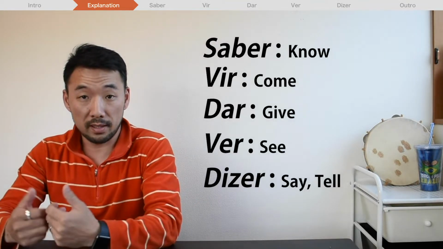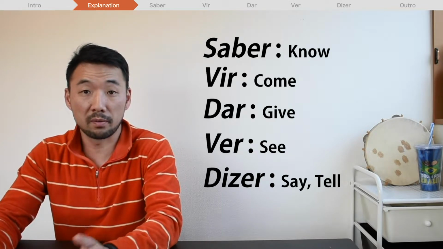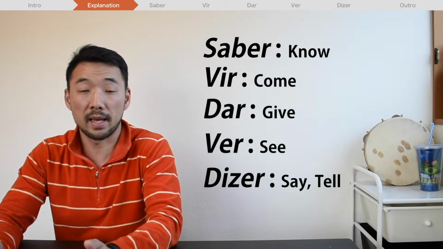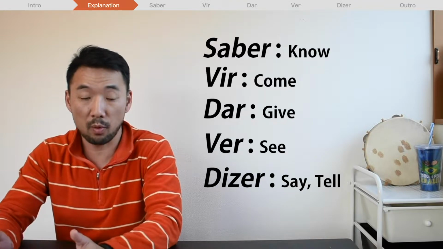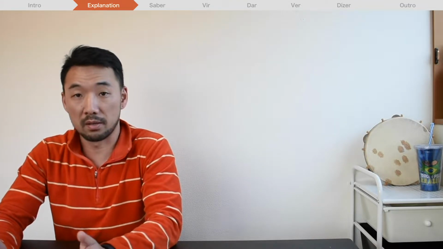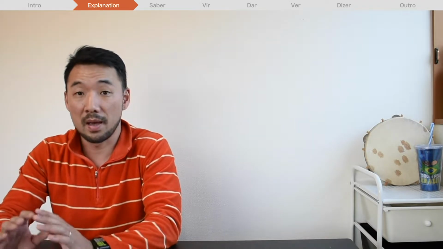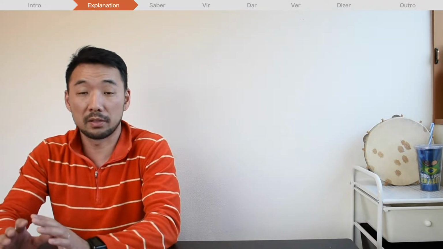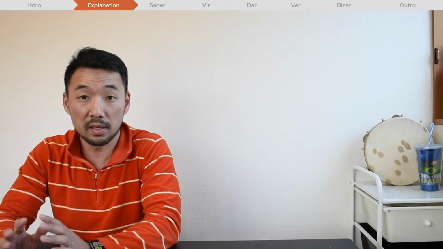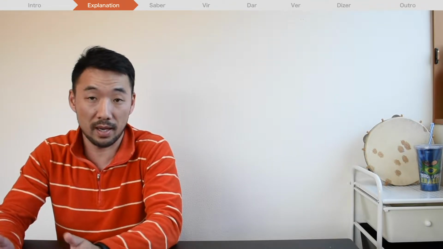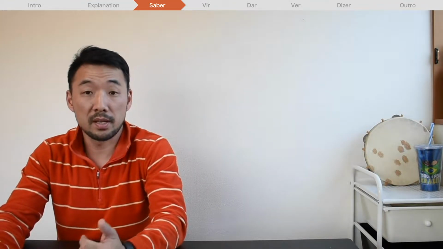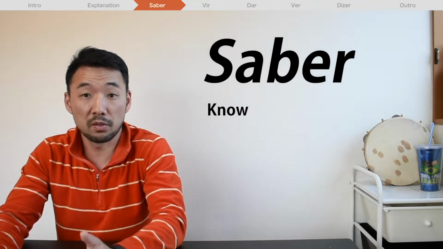Alright, just like last time, when we went over 5 irregular verbs, we pretty much had to memorize the patterns because, again, they're irregular. So this time it's going to be the same, okay? But don't worry about it, because you're going to be using these verbs all the time. So the first one, saber, which means to know.